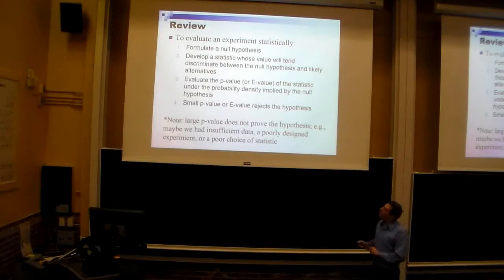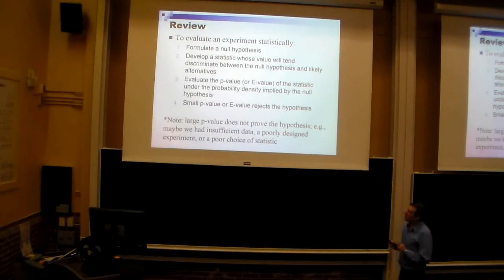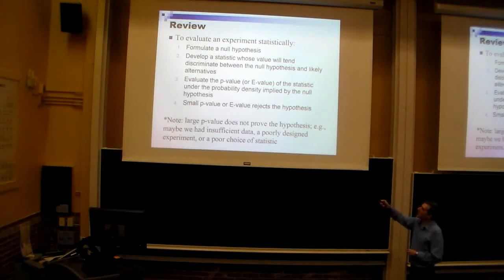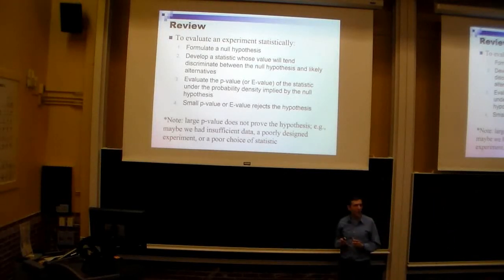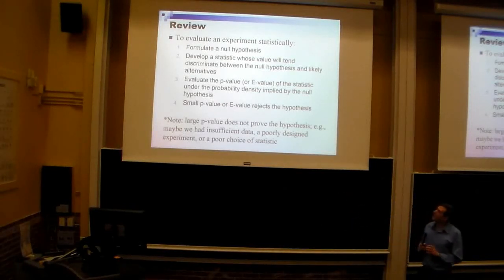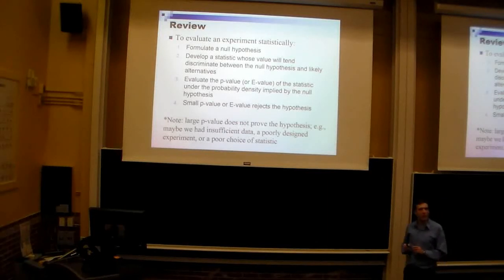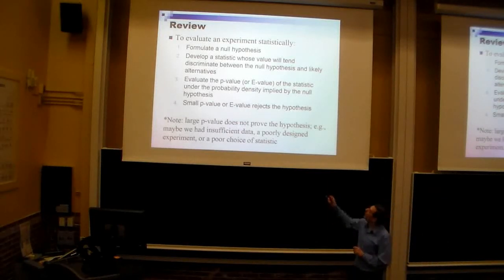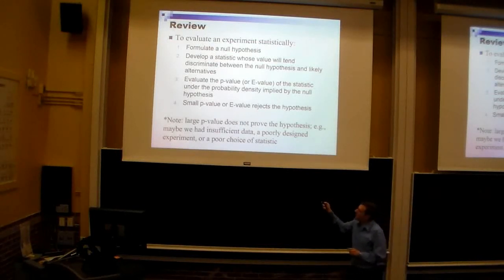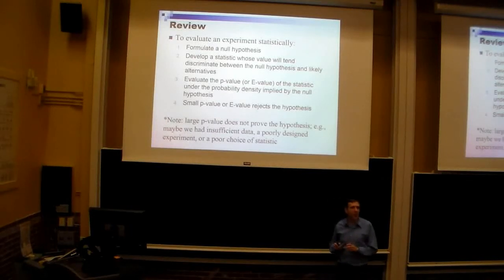All right, so a brief review of what we've seen. We have seen essentially today elements of statistical hypotheses. We've seen that statistical reasoning involves formulating a null hypothesis, something we're trying to disprove. We've seen that it involves developing a statistic and a statistical experiment to go with it that will allow us to discriminate between the null hypothesis and likely alternative hypotheses. We've seen how to evaluate p-values, or also to correct these to get e-values, to look at the significance. We've seen how to use that to reject the null hypothesis.